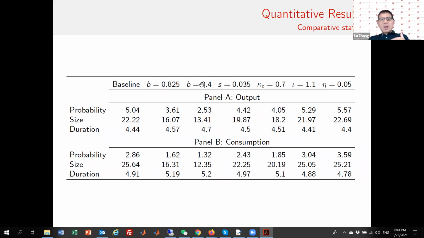If you lower the flow value of unemployment further to 0.4, that's the value used in Shimer 2005, you see the disaster probability shrinks further and the size shrinks further. Again, duration actually increases slightly. So the bottom line is that the b value is quite important. In a sense, this is perhaps not surprising because the paper is all about the nonlinearity, and you have to approach the nonlinear region. It's like a metaphor.